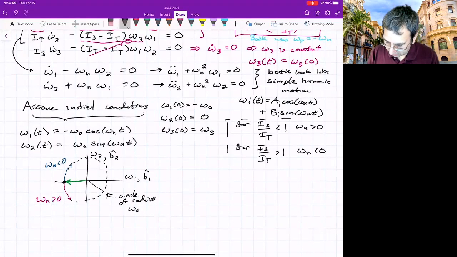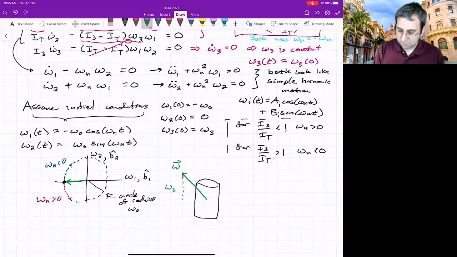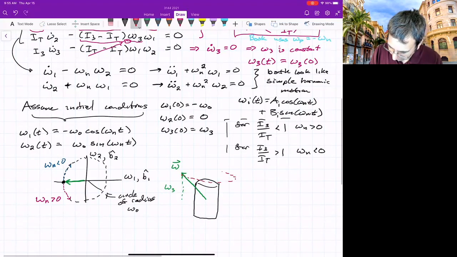So putting it all together, I'll try to make something prolate looking. And then I've got my omega vector. The B3 component is constant. And then the tip of that vector is going to trace out a circle.